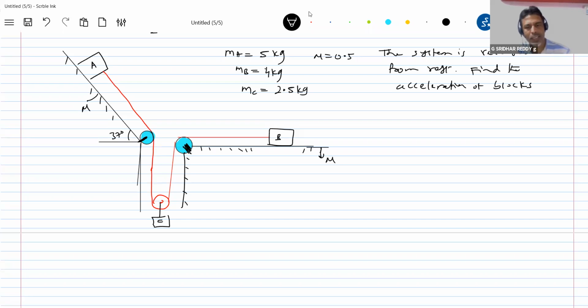Carefully analyze. You have to be very careful here. The mu for the inclined plane and the block is 0.5. Pulleys are light and the string is massless.